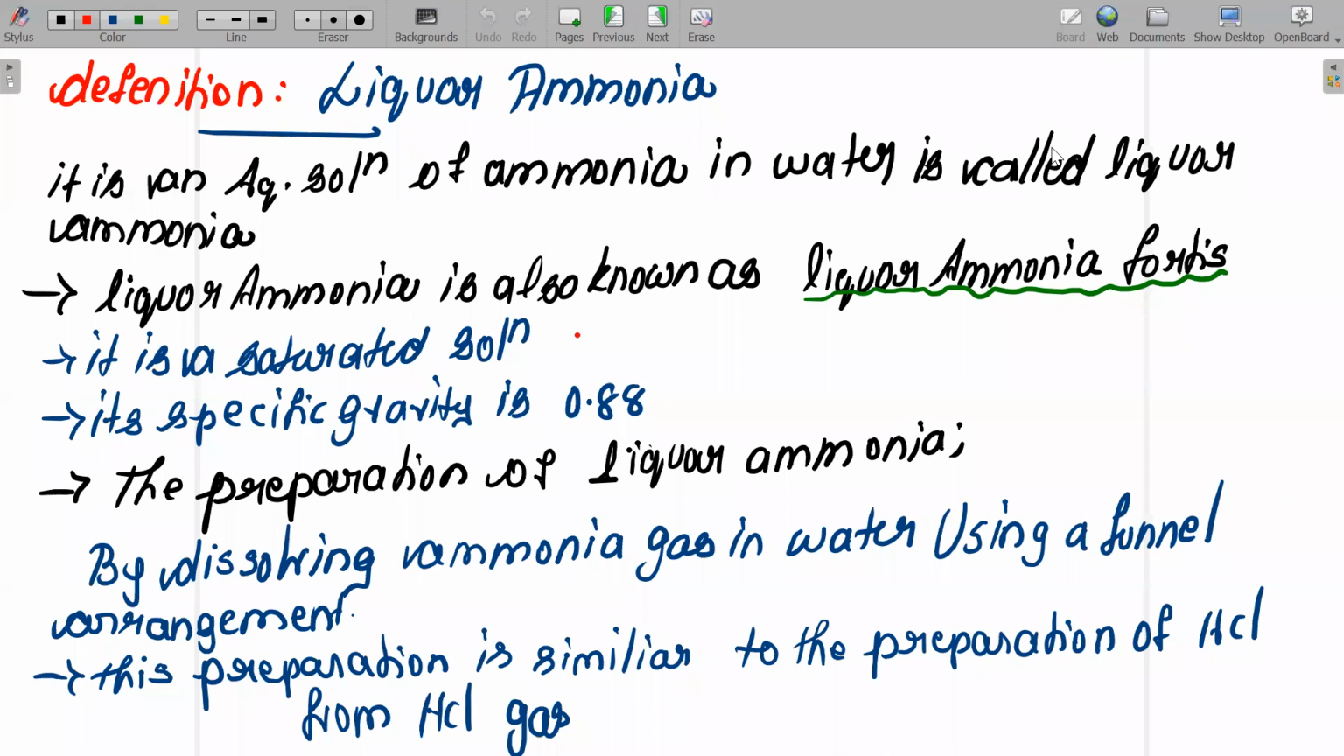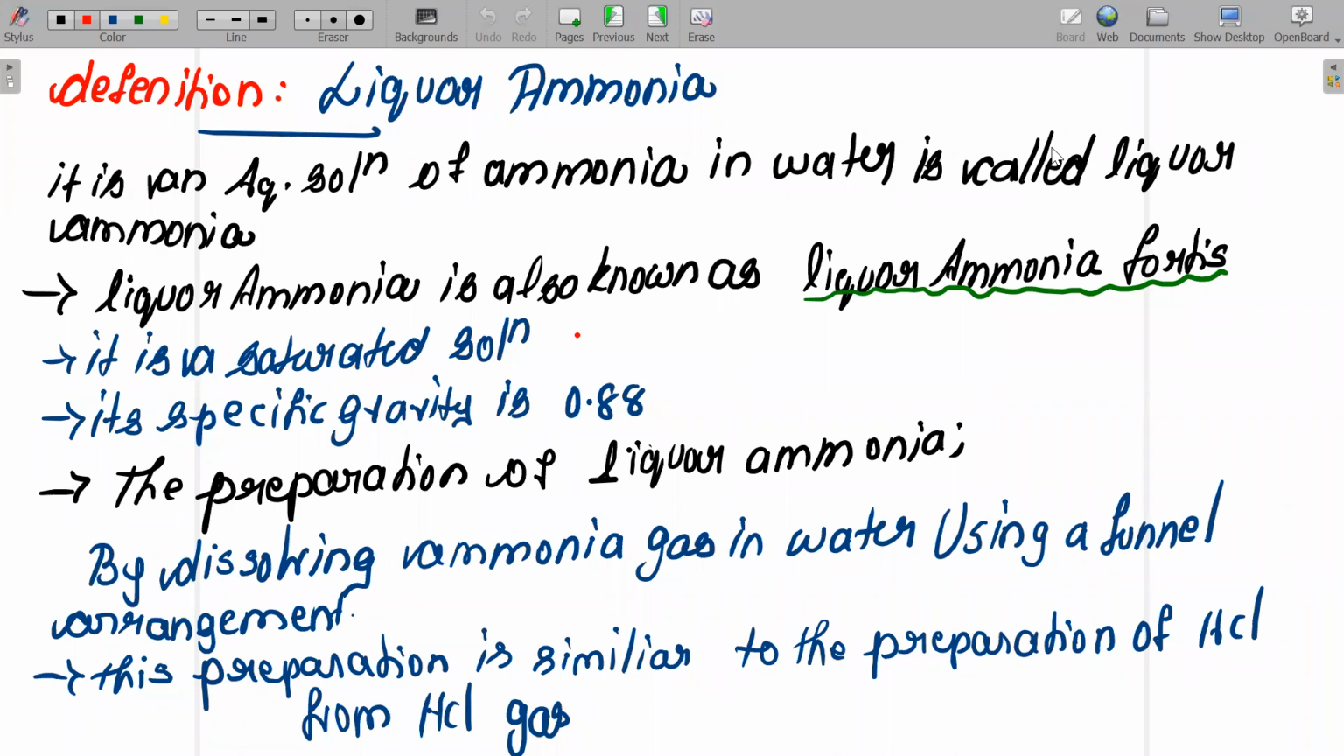By dissolving ammonia gas in water using a funnel arrangement. In the HCl chapter, sir already introduced what we mean by funnel arrangement. Do you remember that? We explained the funnel arrangement perfectly. According to that funnel arrangement, we discussed how you prepare HCl. By a similar method, by dissolving ammonia gas in water using a funnel arrangement, you can prepare liquor ammonia, or liquor ammonia fortis. This preparation is similar to the preparation of HCl from HCl gas.